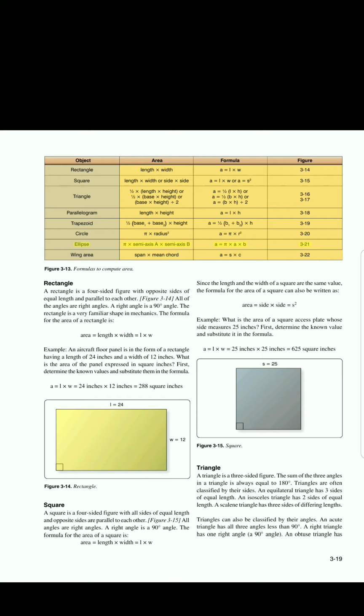A times semi-minor axis B equals pi times A times B. 3-21. Wing area: span times mean chord equals S times C. 3-22. Figure 3-13. Formulas to compute area.